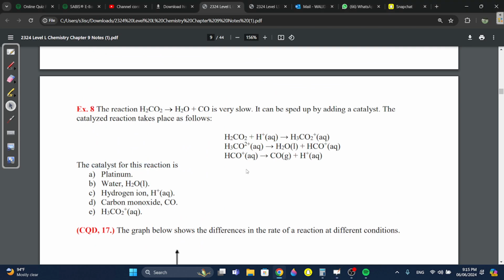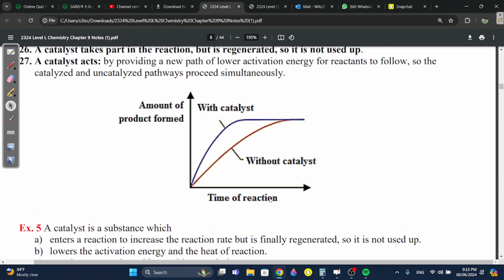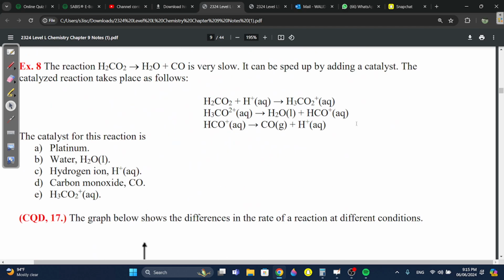How do you know which one's the catalyst? The catalyst is the one that was used up but is regenerated. Remember, they said that the catalyst takes part, but it is regenerated, so it's not used up. So where do I have something that was taken up but regenerated? It's going to be H plus, because here H plus was used, then here H plus was produced.